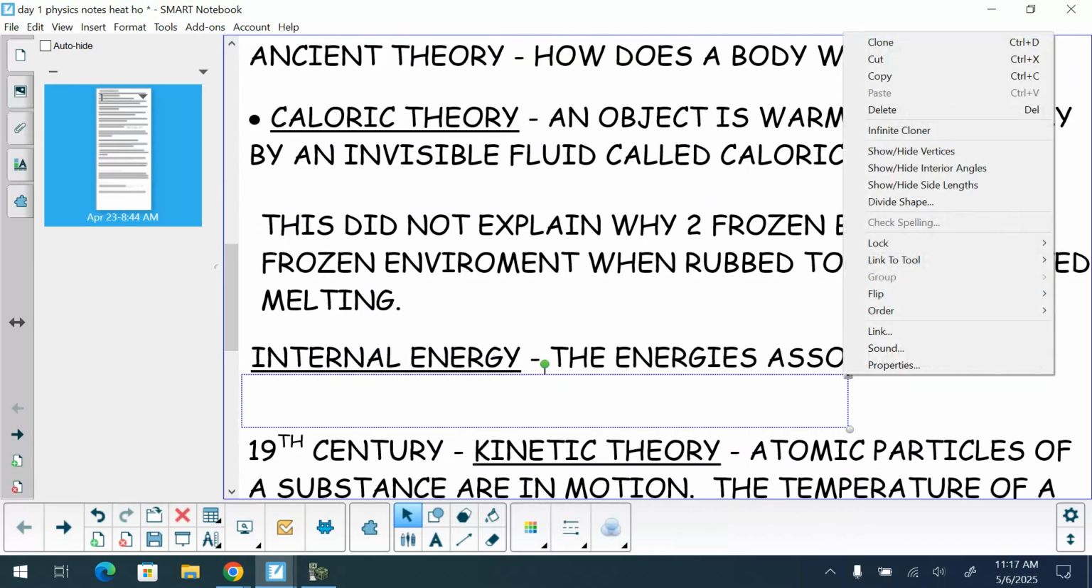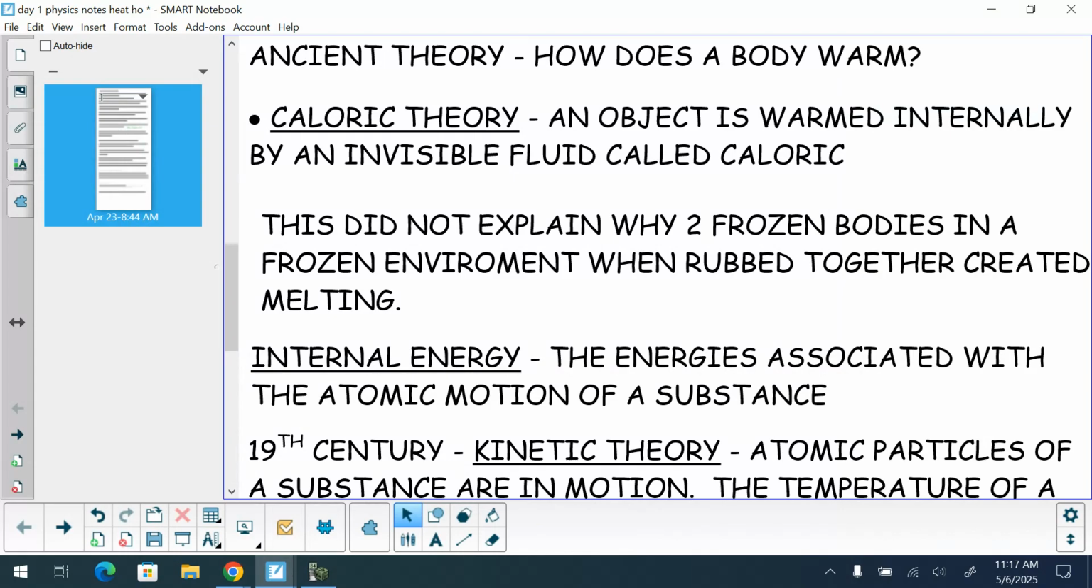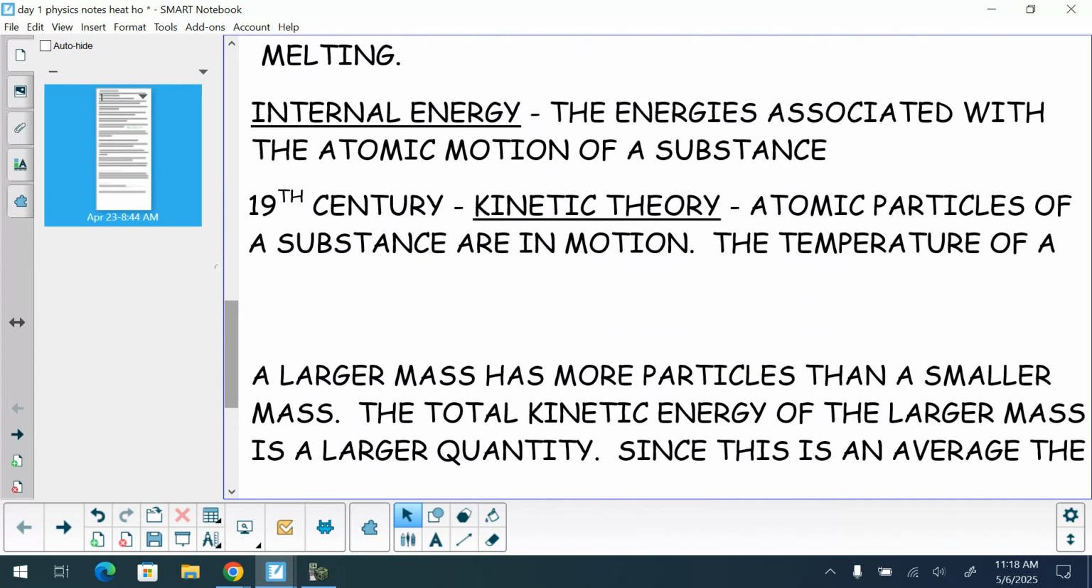So we start talking about internal energies: energies associated with the atomic motion of a substance. We all have molecules inside of us. We have atoms, we have molecules. We have bonds that are created. Okay, we have objects that are in motion within our body. These energies associated with the atomic motion of a substance then brought us to the 19th century, which is the kinetic theory. Okay, it took until the 1800s.